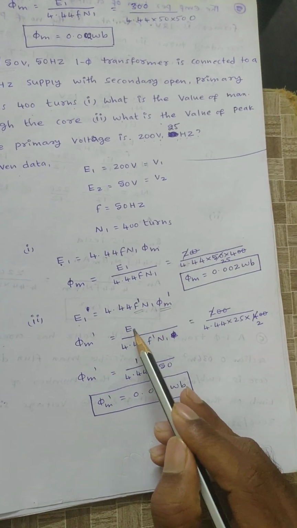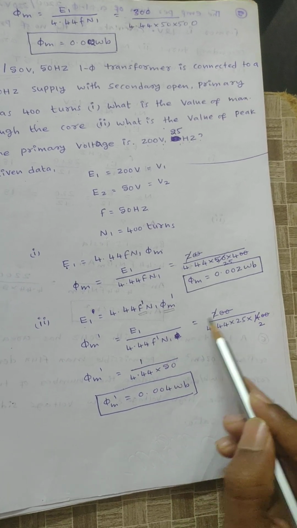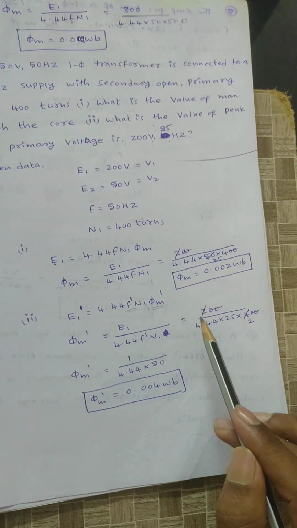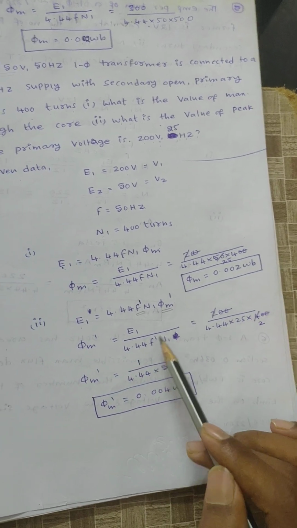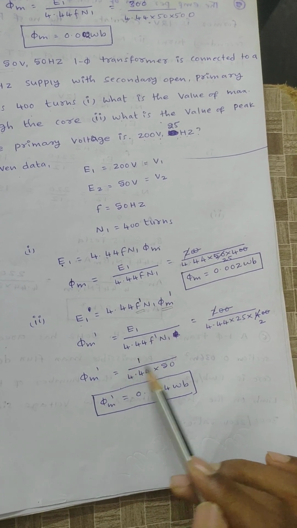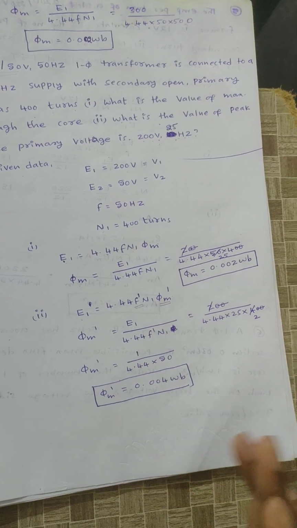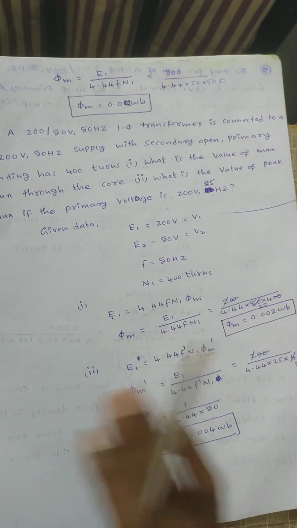Then phi m dash equals E1 by 4.44 f dash N1, that equals 200 divided by 4.44, frequency reduced to 25, into N1, which is again the same 400 turns. Then I will get the phi m dash value as 1 by 4.44 into 50, which will be 0.04 Webers. In this way we can solve this problem.